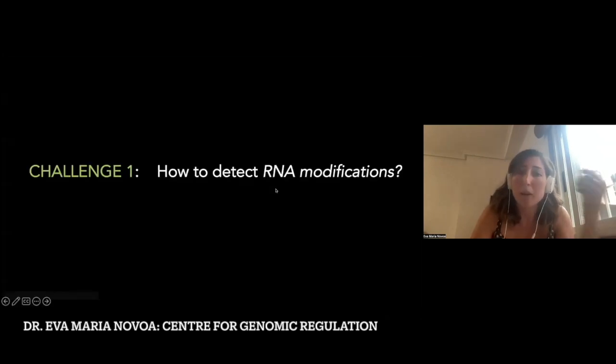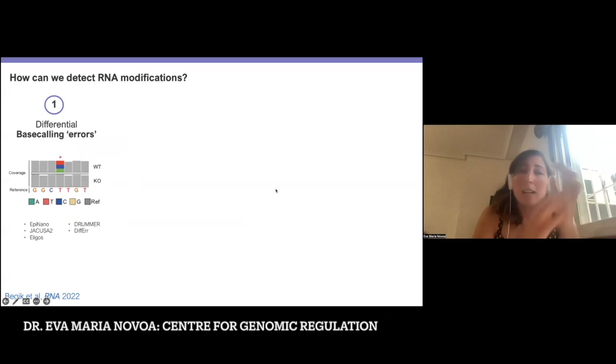So I would like to start with how to detect modifications. And I would say that in general, there are three main ways that one can think about detecting modifications. The first of them is using differential base calling errors. This has been developed by some software that we have been doing, but also by other teams as well. The idea here is that when you have a modification, there is a signature that looks like this here with the asterisk of a base calling error, because the algorithm doesn't really know what that modification is.